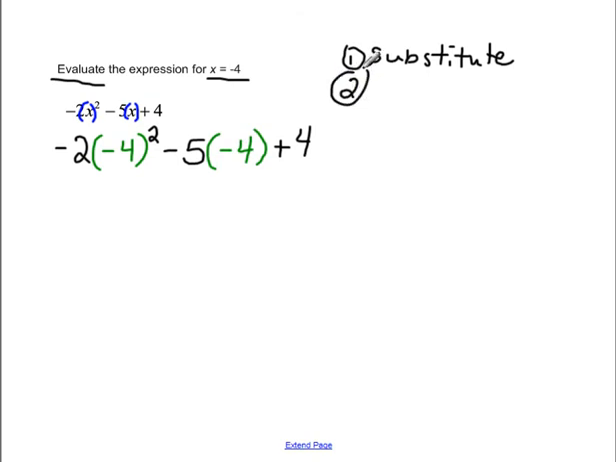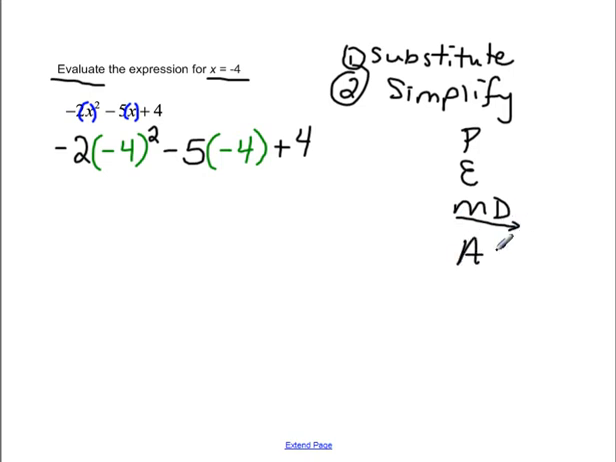Now we're going to simplify. And when we simplify, as we know, we're going to use the order of operations. So what's inside parentheses first, and then we're going to do exponents, then we're going to multiply or divide from left to right, and then we're going to add or subtract from left to right. So inside my parentheses, I don't have anything to do. Those are just holding the negative signs on. And so we don't have anything to do at the parenthesis level.